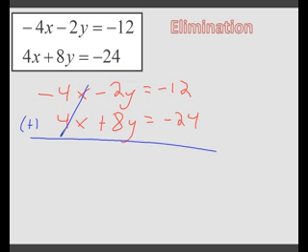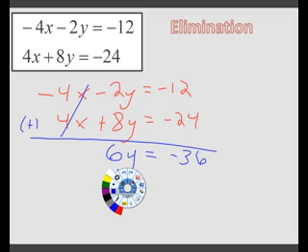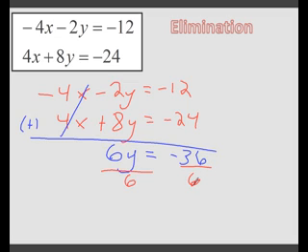So now, since our equation is only going to have one variable, we can easily solve for that variable. And then, just like with substitution, we're going to use the first variable that we found to solve the second variable. So, negative 2y plus 8y is 6y equals negative 12 minus 24 is negative 36. So now I'm just going to solve for y. I'm going to divide by 6 on both sides, and I get y equals negative 6.